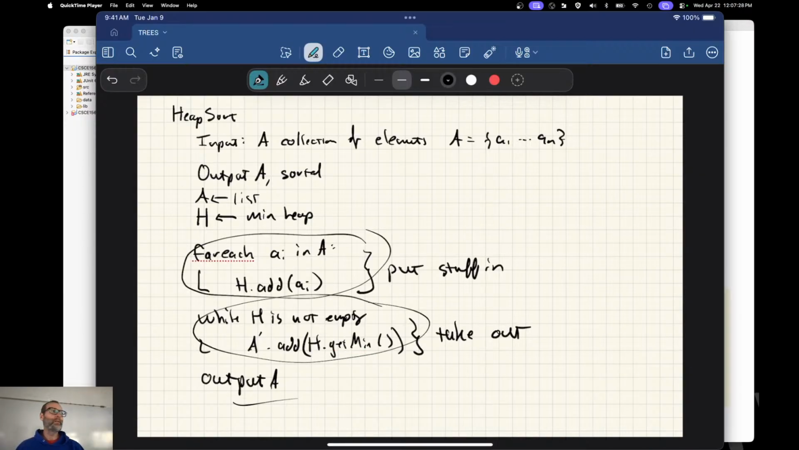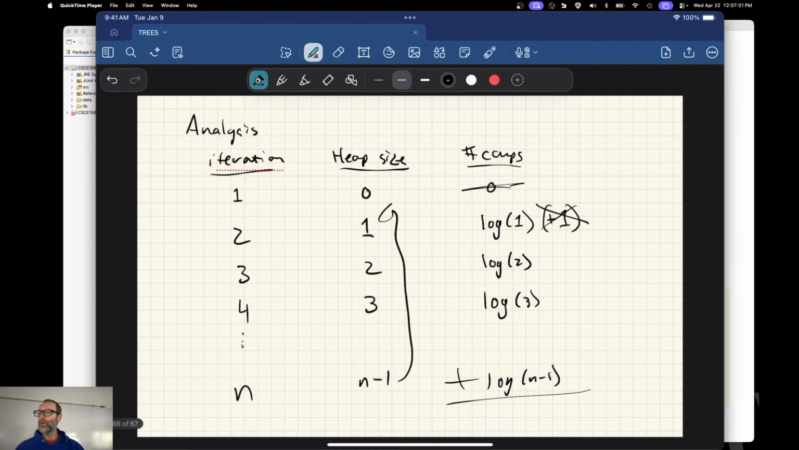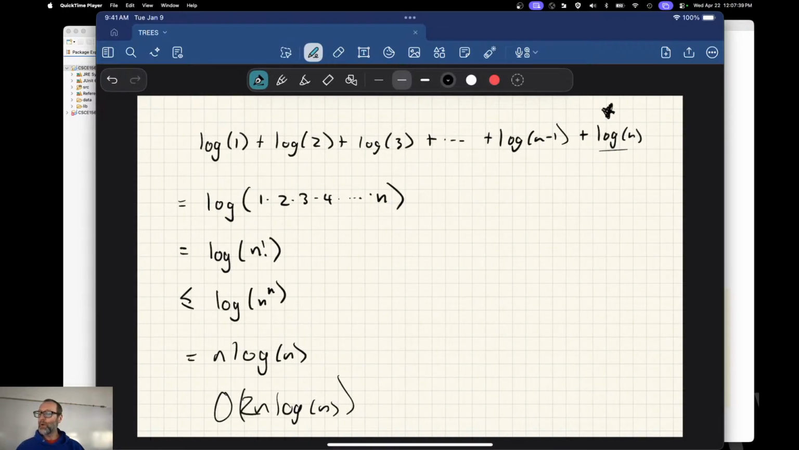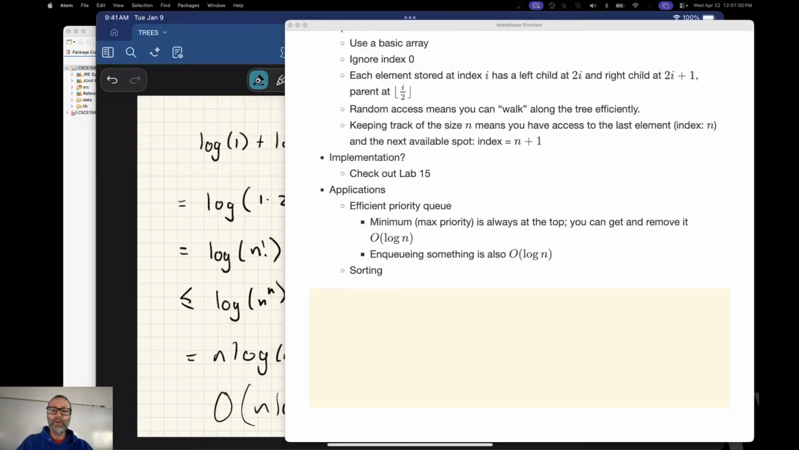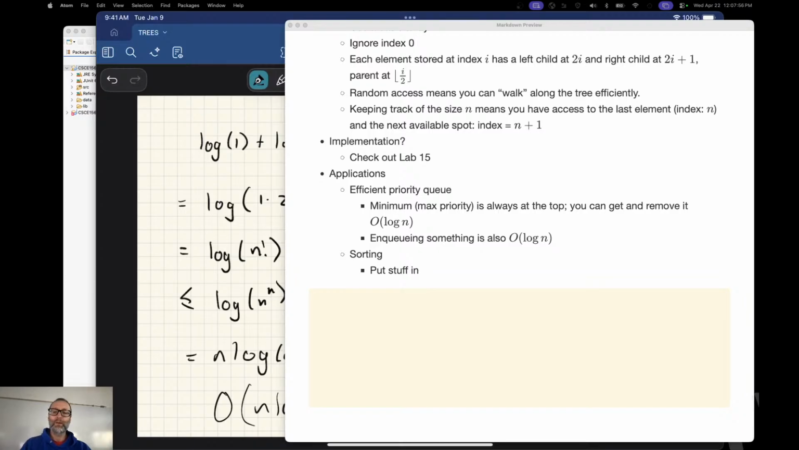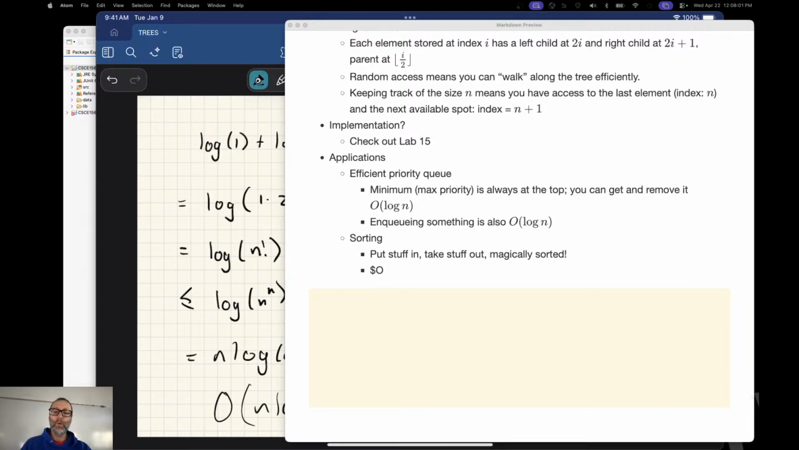Guess what about this phase? It's the exact same thing, but in reverse order, because the heap size will start to diminish as you take things out. So it ends up being 2 n log n, but again, we ignore constants like that in our big O analysis. So we've achieved an efficient sorting algorithm. All you're doing is put stuff in, take stuff out. Magically sorted, and it's going to be order n log n. There we go.